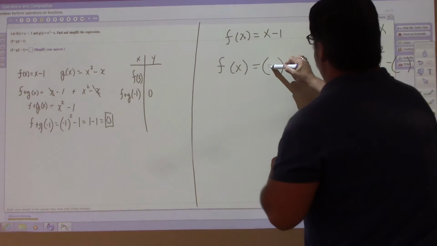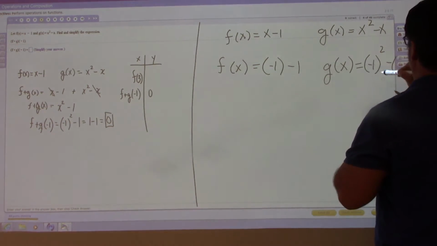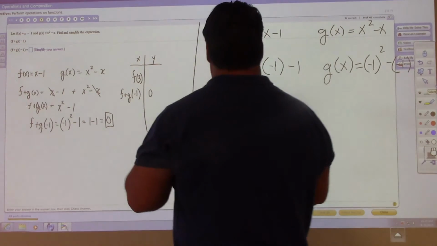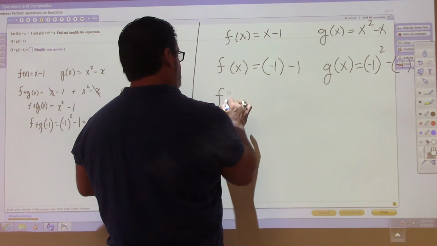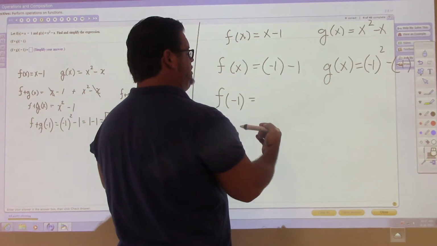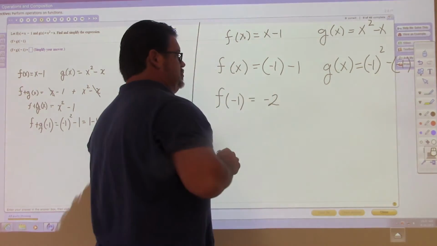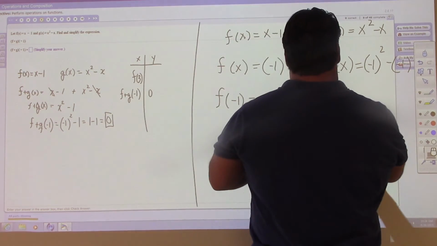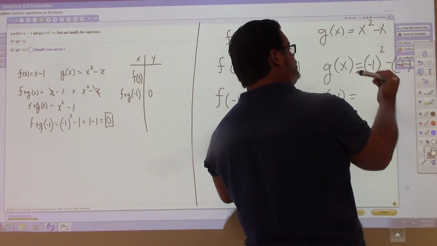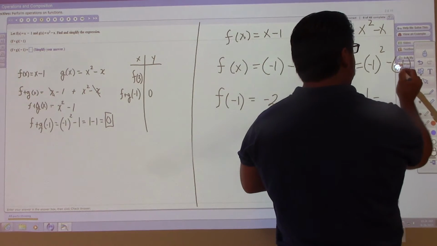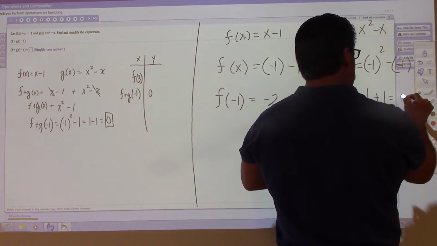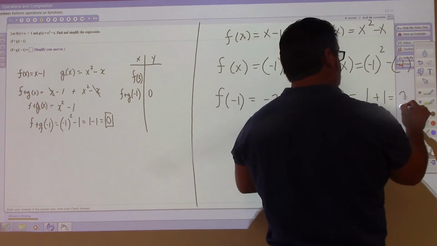And that's negative 1 here, negative 1, and negative 1. So f of negative 1 is equal to, what's negative 1 minus 1? And g of negative 1 is equal to negative 1 squared is 1, minus negative 1, plus 1 is what? 1 plus 1 is 2.